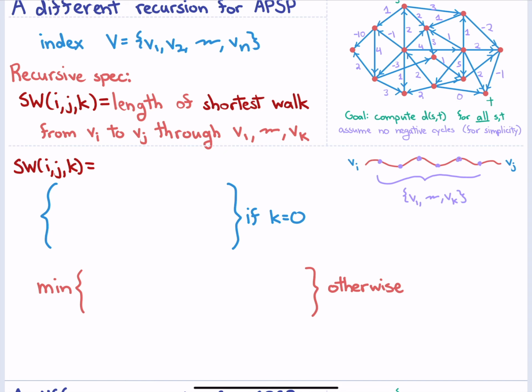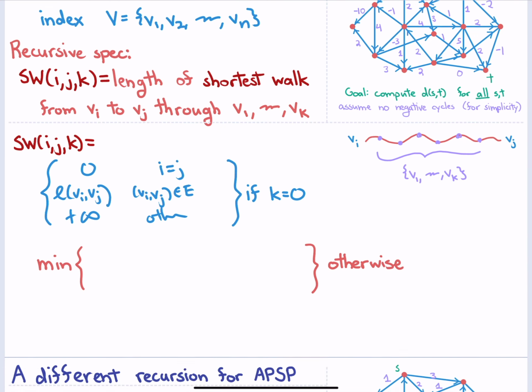Yeah, there's only one edge between them. So you have at most one edge. So if i is equal to j, it's the same vertex, that should be 0. If (Vi, Vj) is an edge, then I can take the length of that edge. And otherwise there's nothing I can do, so it's positive infinity.